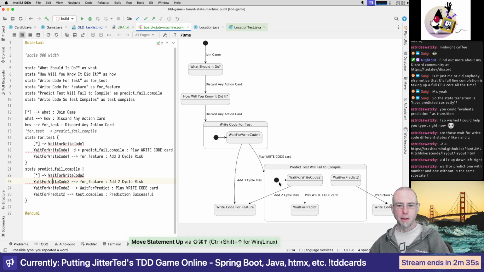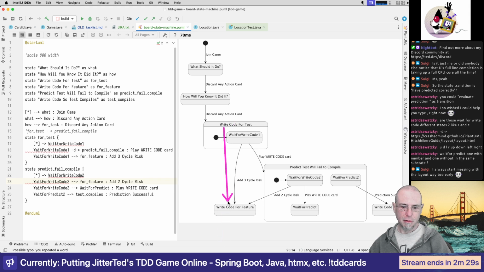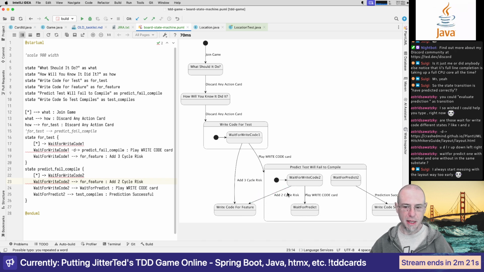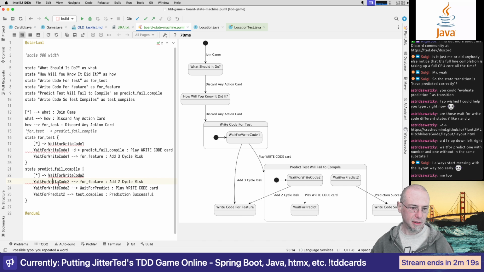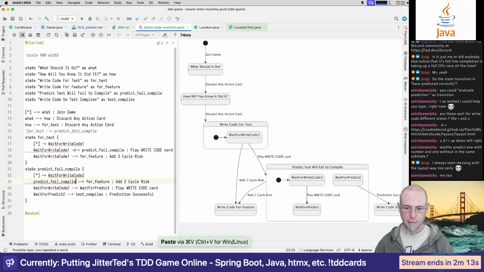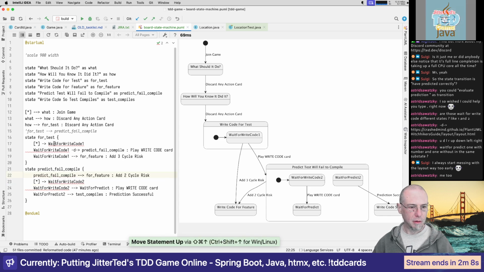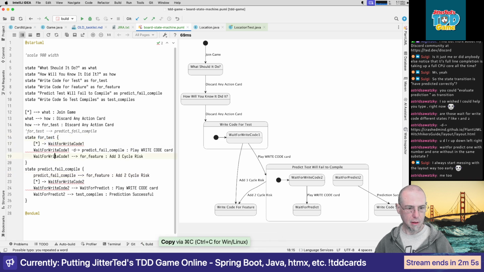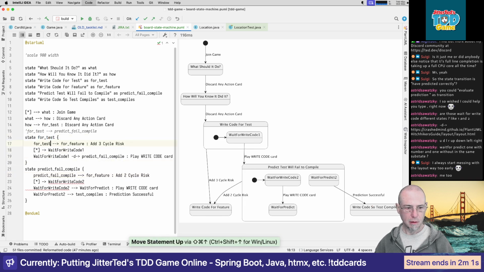Right. So you can go from technically write code for test to write code for feature by adding 3 cycle risk. Here we can add 2 cycle risk to get there, except I think the source is basically the outer state. So let's try that. Yeah, that makes more sense. And so this one is the outer state. Yeah, because you don't do anything here.